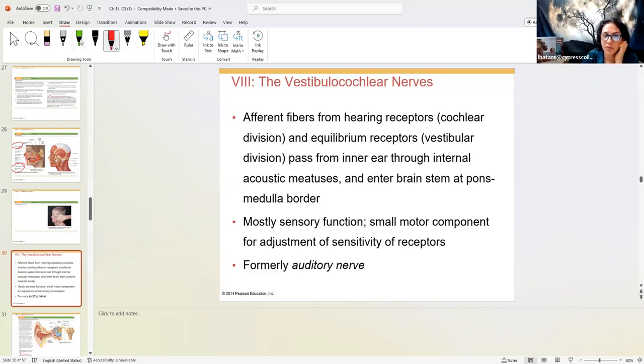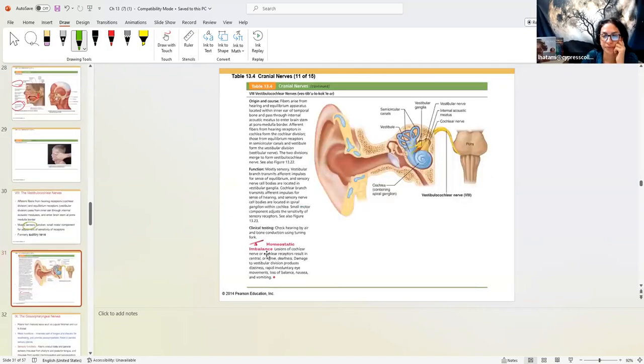Then just make sure you know it mostly has a sensory function, which is going to carry the information about hearing and balance from our ear to the brain. So you can see in this picture that it's our auditory nerve, or vestibulocochlear nerve, or cranial nerve number 8, which is related to the pons, and then it has 2 parts related to the vestibule of the inner ear and also the cochlea of the inner ear.